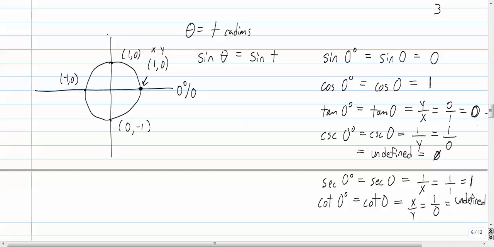Now, what are the quadrantal angles here? What's this angle measure up here? 90 degrees, or pi over 2. This angle measure here, 180 degrees, or pi. This angle measure down here, 270 degrees, or 3 pi over 2. So we can do the same thing for the other three quadrantal angles and find all the values.